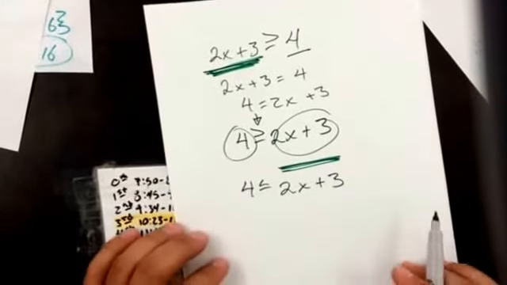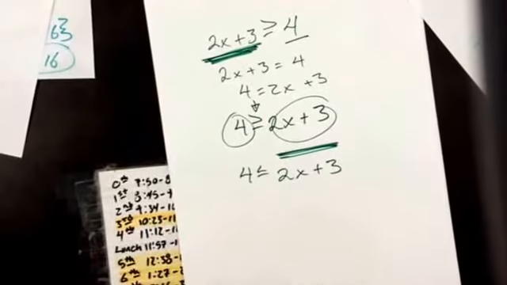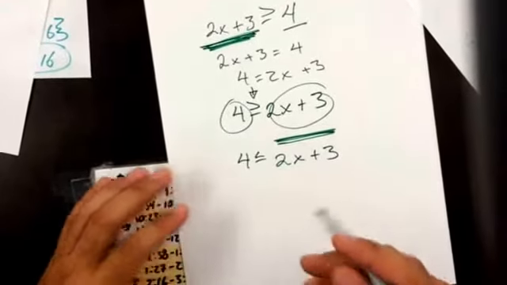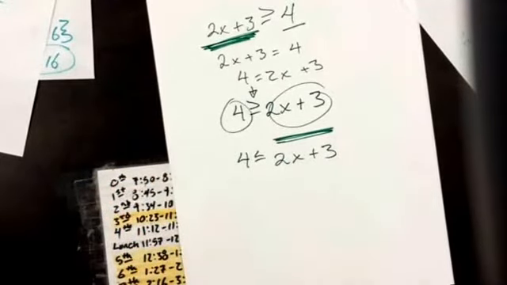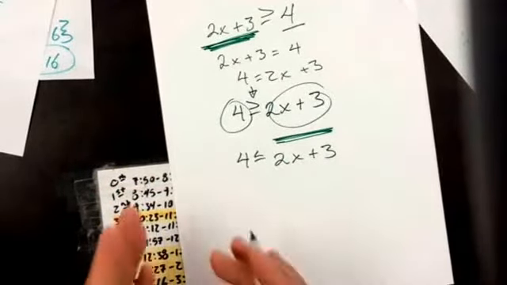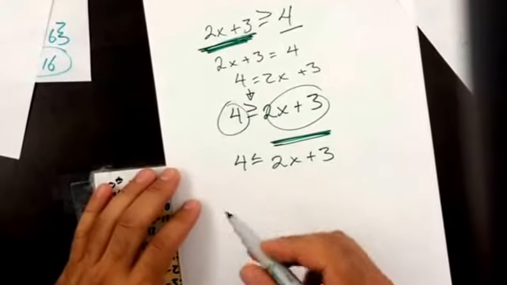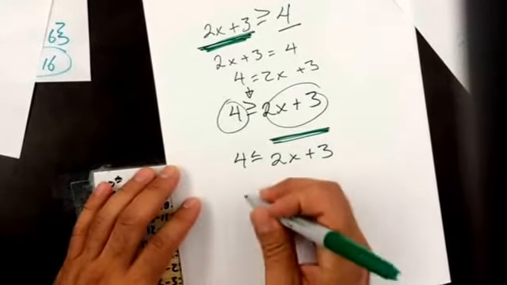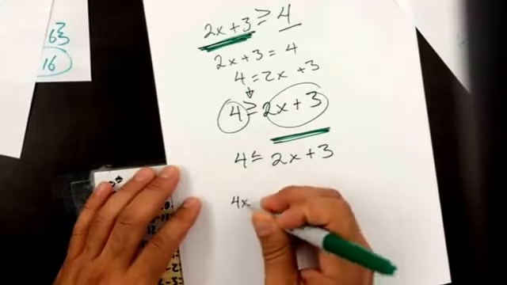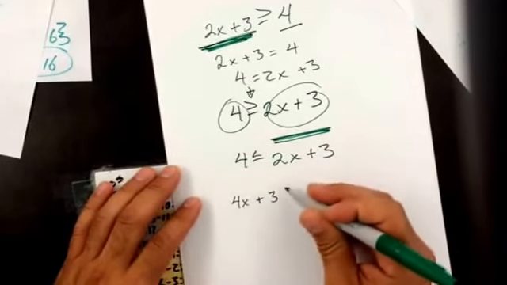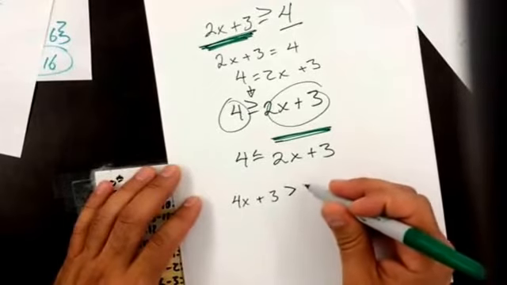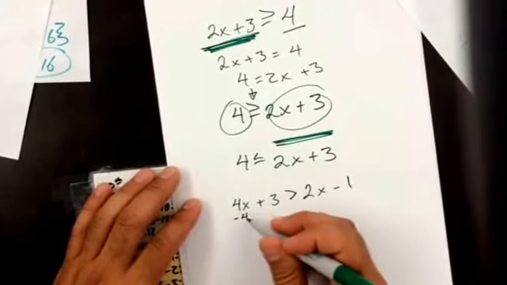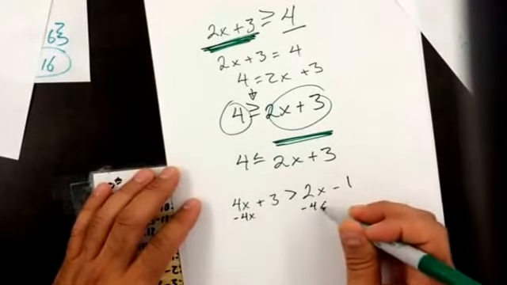That's a major difference. Another major difference is if I multiply or divide by a negative number, and remember multiplication and division are the same, so whatever rules happen for multiplication, they also happen for division. If I multiply or divide by a negative number, I have to reverse the inequality around. And I'll show you why.